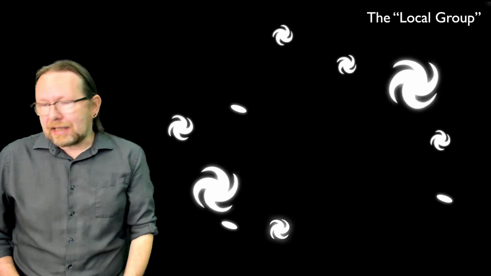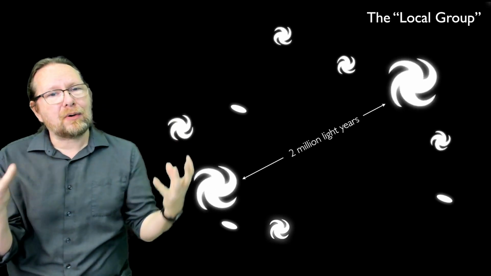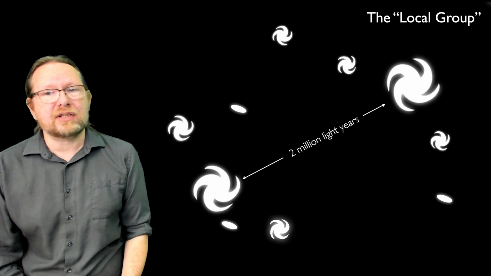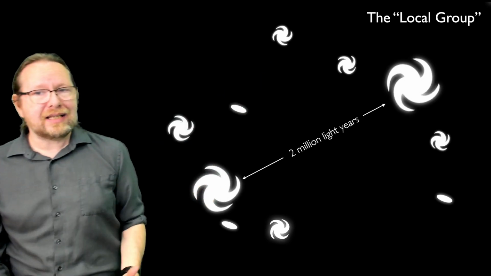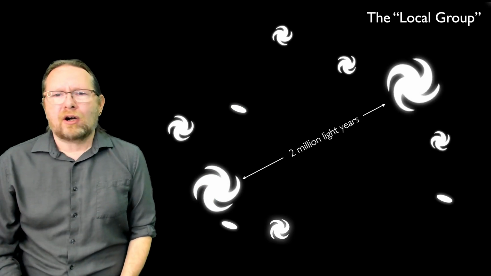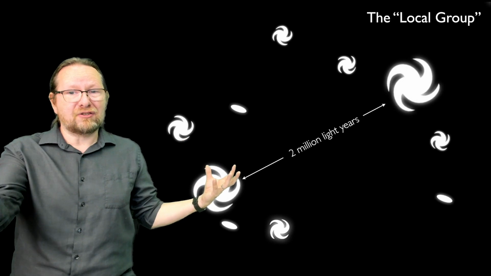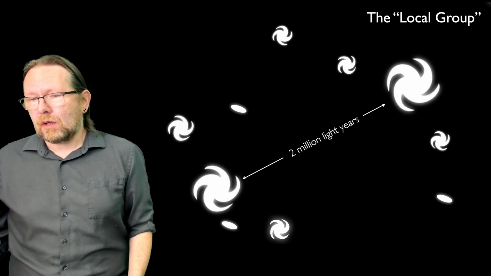Our galaxy is gravitationally bound to the Andromeda galaxy. Our galaxy and Andromeda are part of what's called the local group of galaxies. The distance between our Milky Way and Andromeda is about 2 million light years. And there are a few dozen other smaller galaxies in the local group. Milky Way and Andromeda are the two biggest galaxies in the local group, but there are dozens of others.